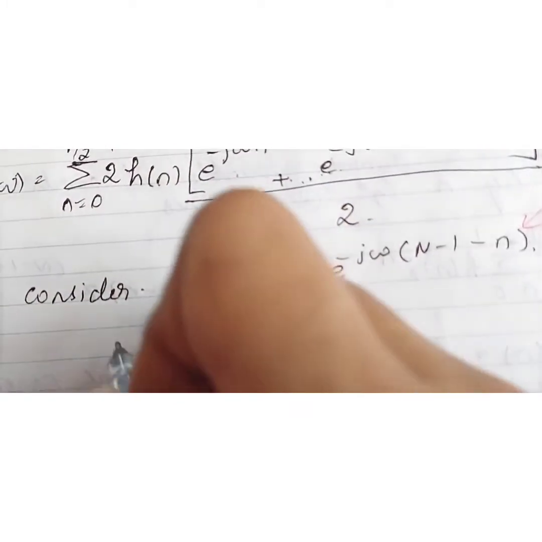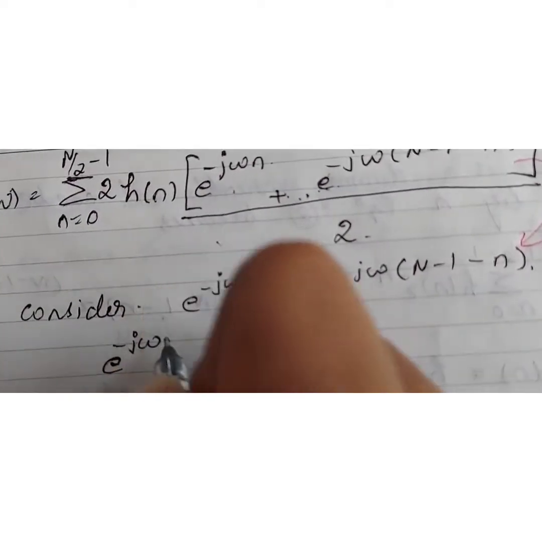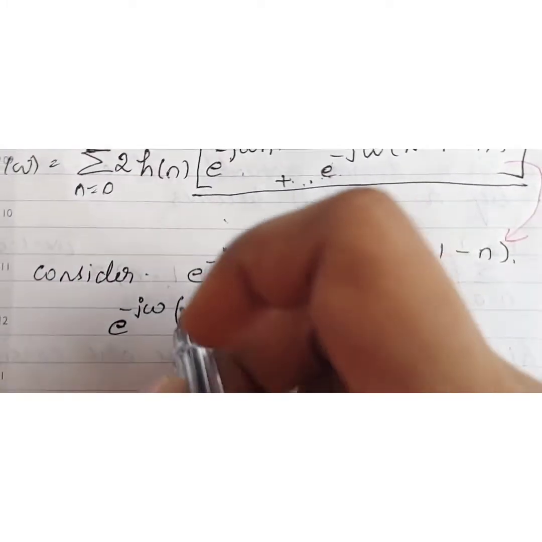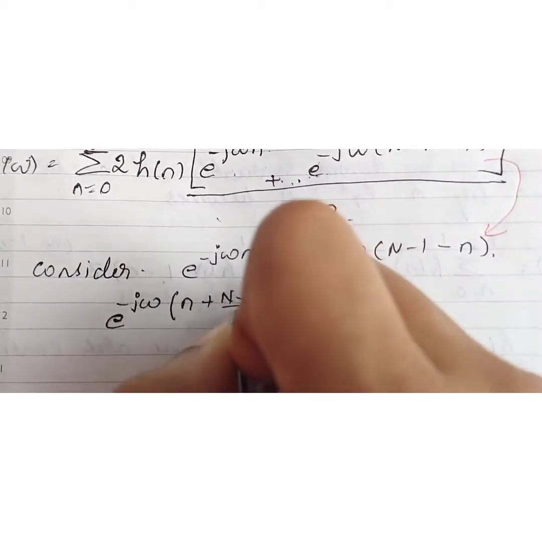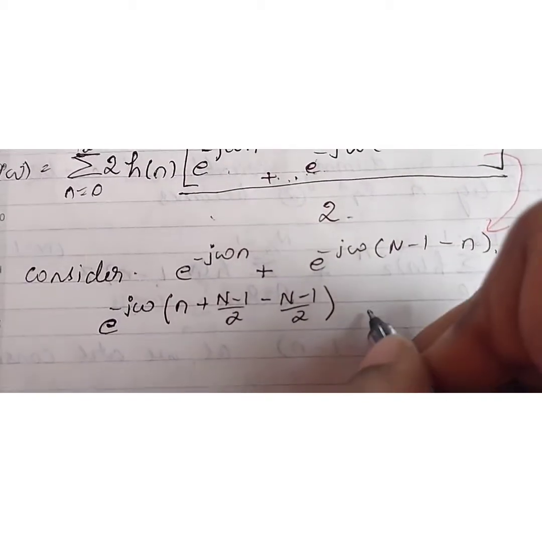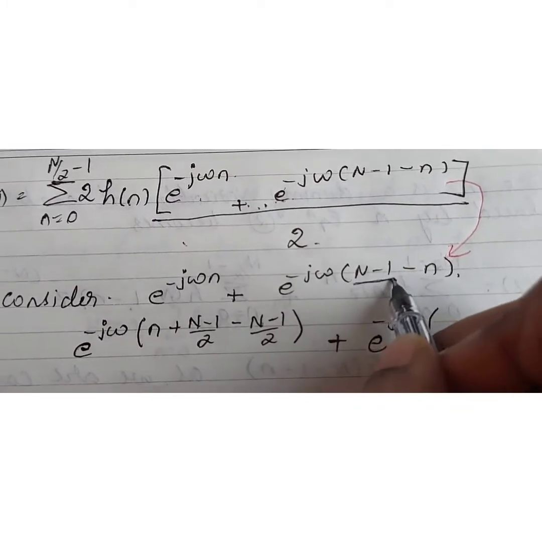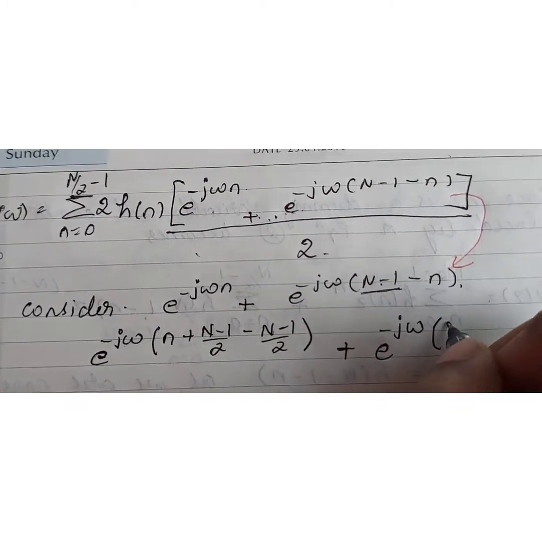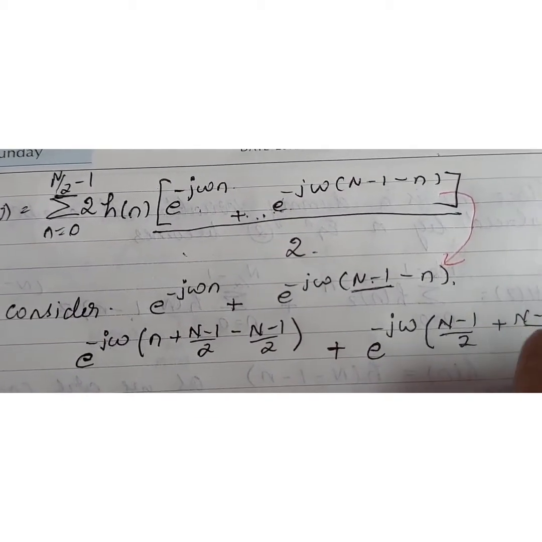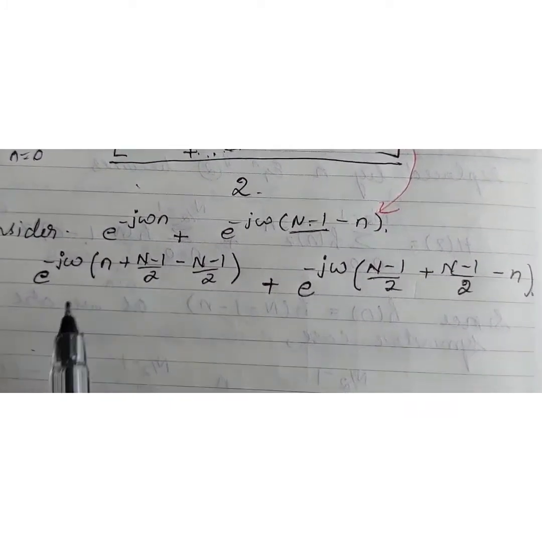So what am I going to do to that? I write this as e power minus j omega, small n plus capital N minus 1 by 2 minus capital N minus 1 by 2, plus e power minus j omega, you have N minus 1. I'll split this N minus 1 as (N minus 1) by 2 plus (N minus 1) by 2 minus n. So you got the powers, right? These are the power values.